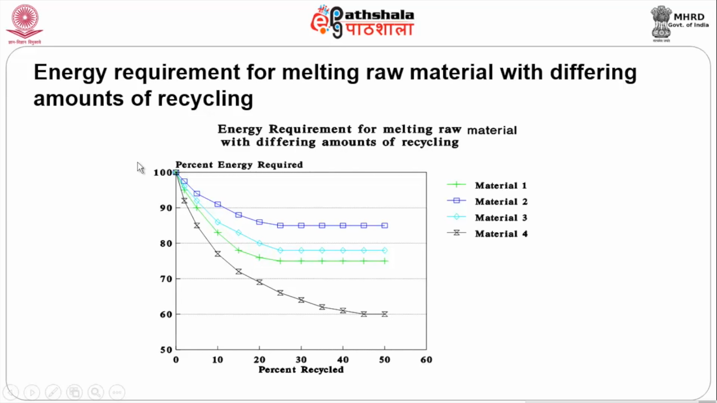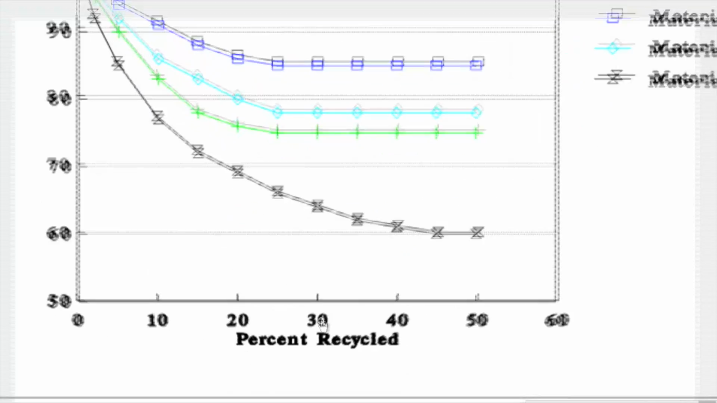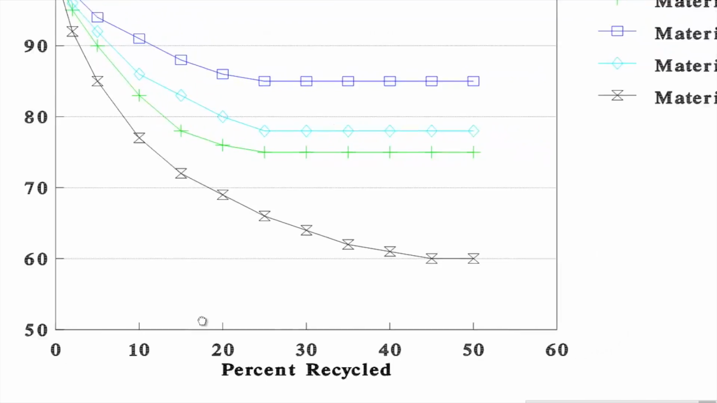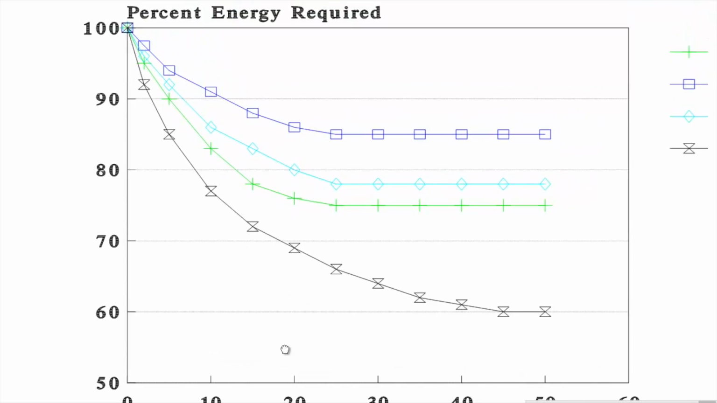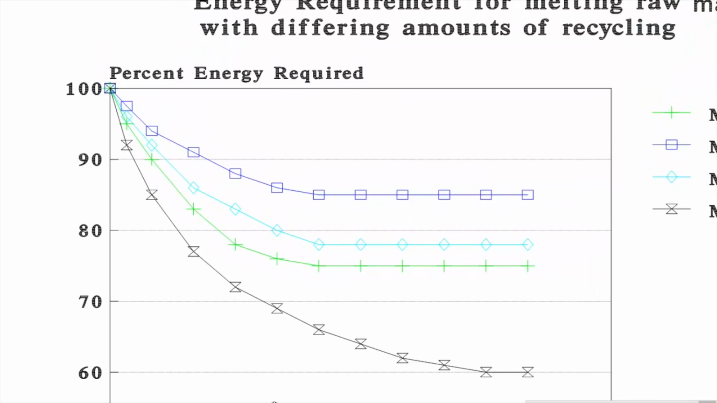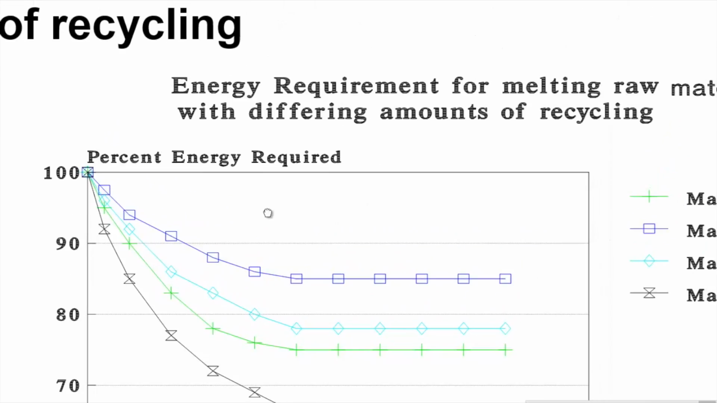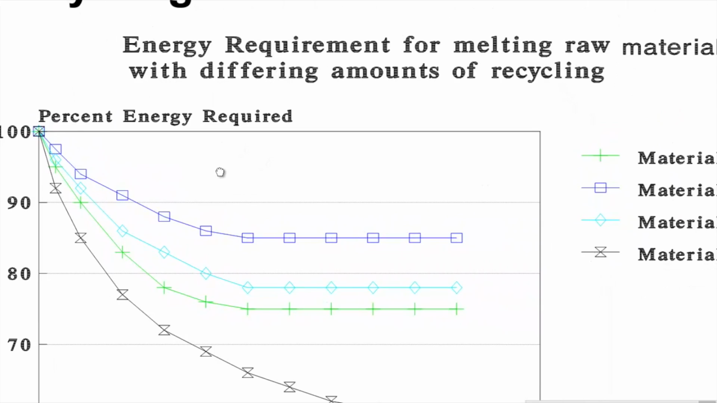I repeat, energy requirement for melting raw material with different amounts of recycling. So, look at this graph: the y axis gives the amount of energy which is required and the amount of energy which is recycled. The x axis gives values from 0 to 60 and the y axis ranges from about 50 to 100. So, 100% is the value in terms of melting the raw material in terms of recycling.